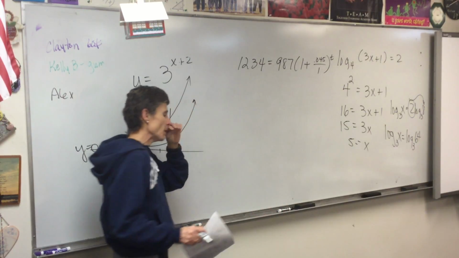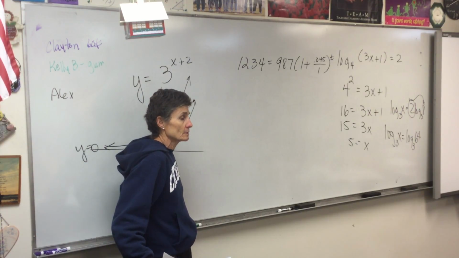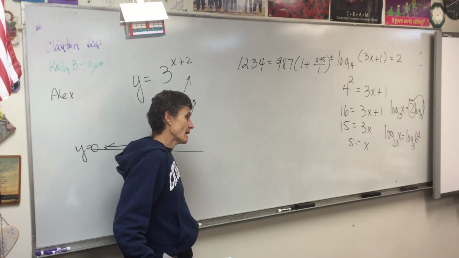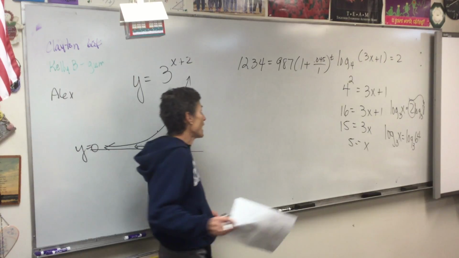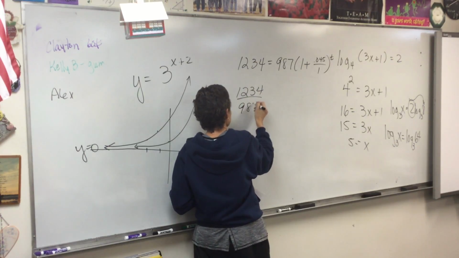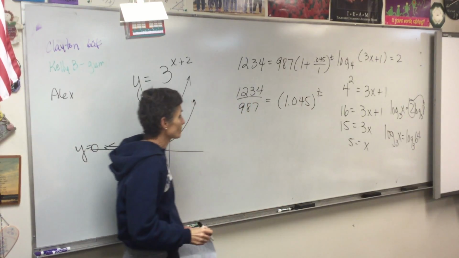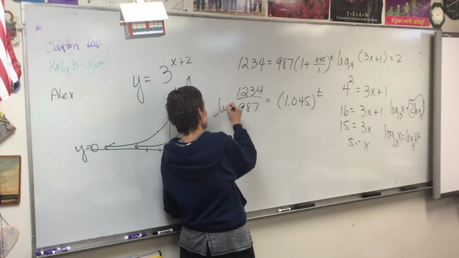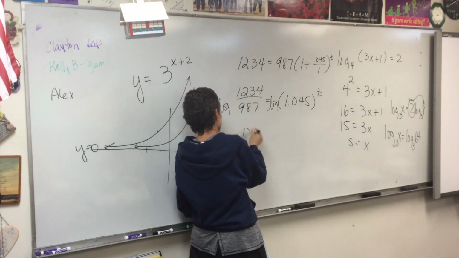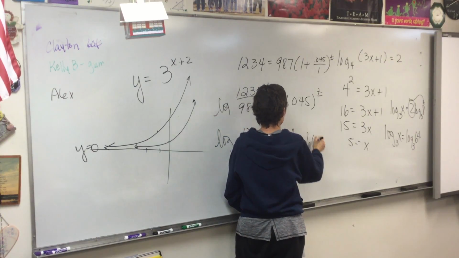So we're going to solve this. Notice the variable is an exponent, right? So I need to get it down, and the only way to get it down is to use a logarithm, but I can't do that until I get rid of this. So 1234 over 987 equals 1.045 to the t. Now I can log both sides, or ln both sides, no difference, no advantage one way or the other. So the log of 1234 over 987 equals t times the log of 1.045.